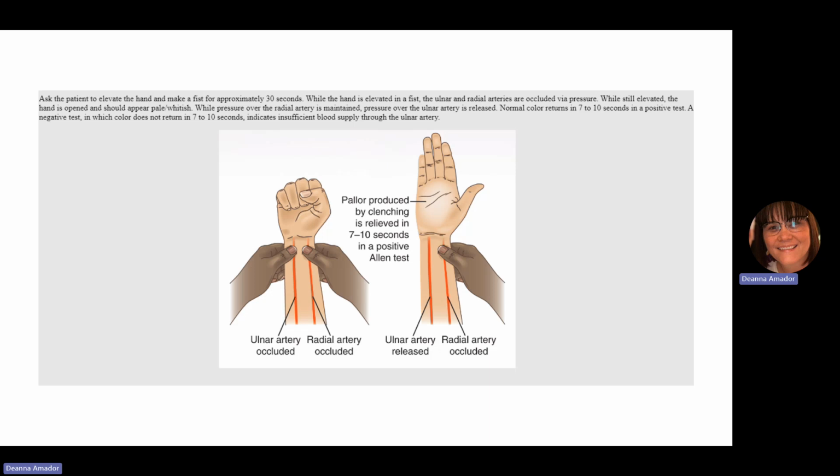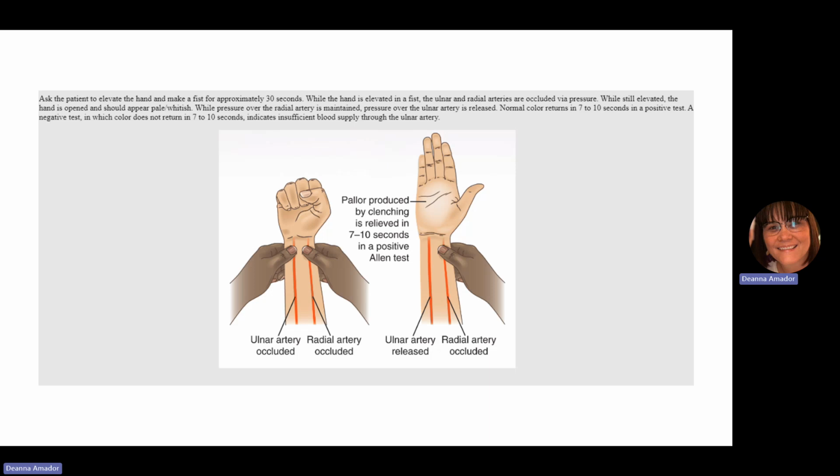While it's still like that, they will then let go of the ulnar artery. They'll release the pressure over the ulnar artery while they still hold pressure over the radial artery. And a good thing would be normal color returns in 7 to 10 seconds. For this patient, this would be a positive Allen's test. A negative test would be if the color does not return in 7 to 10 seconds, and that would indicate that there's insufficient blood supply through the ulnar artery.